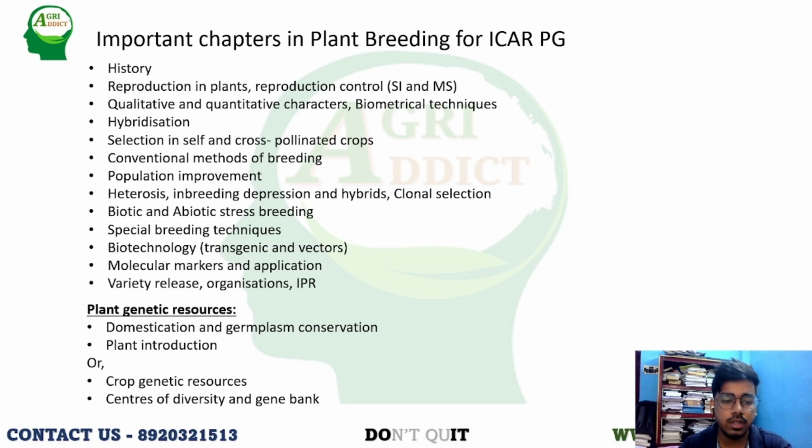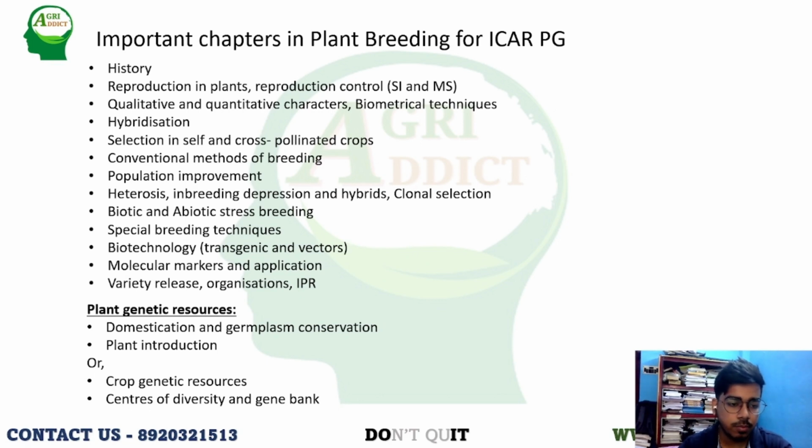And then variety release organizations and IPR organizations. For organizations, like different types of institutes regarding plant breeding, you can find pretty much huge writing about them in the B.D. Singh book. And for variety release, you should refer to the Kundan Singh book. And for IPR, you also refer to the Kundan Singh book. It is pretty good. And after that, you should read the B.D. Singh book after completing the Kundan Singh book for variety release, IPR.